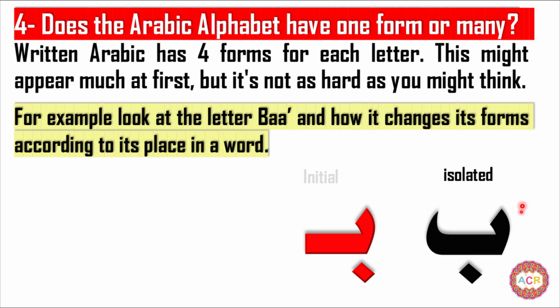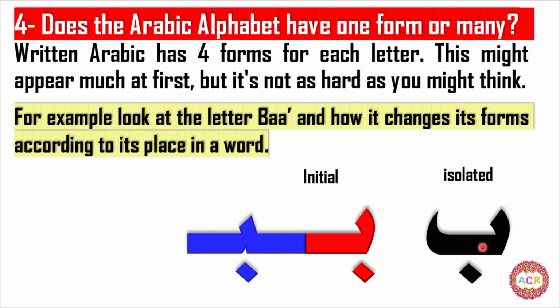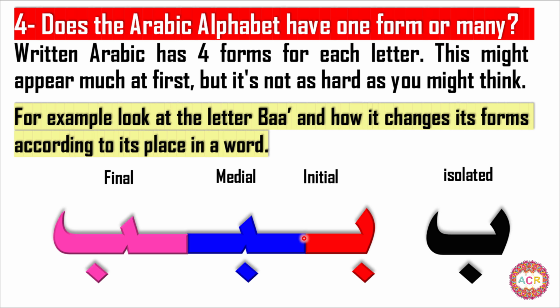As you see here, we write the letter Ba isolated, standing by itself. The letter Ba when it comes first or initial, the letter Ba when it comes medial or in the middle, and the letter Ba when it comes final at the end of the word. We have Ba, Ba, Ba, Ba. 4 forms for the letter Ba: isolated, initial, medial, and final. And this is for any Arabic letter.